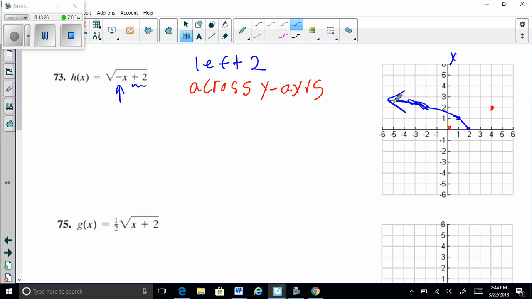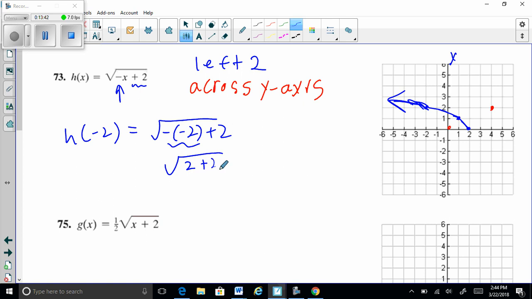There we go. And once again, if you really wanted to, you could plug in some points, just so you can kind of see this in action. So if you were to plug in -2, what happened is you'd have the square root of the -2 plus 2 turn into the square root of 2 plus 2, square root of 4, which is 2. So you can see that point right there. And you could try the other ones if you really wanted to.